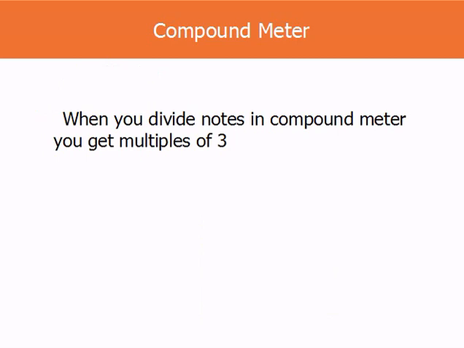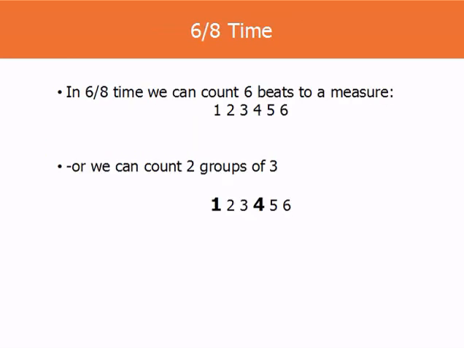So compound meter, when you divide notes in compound meter, you get the multiples of 3. We've been over that. So there's 6/8 time. We count what? How many beats to the measure? 6. 1, 2, 3, 4, 5, 6. Now, we could count it like that.